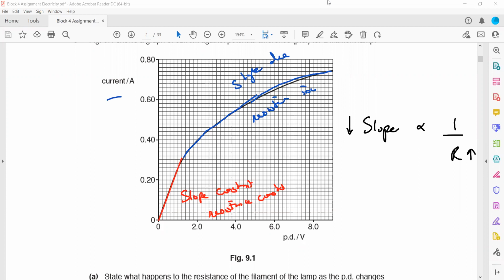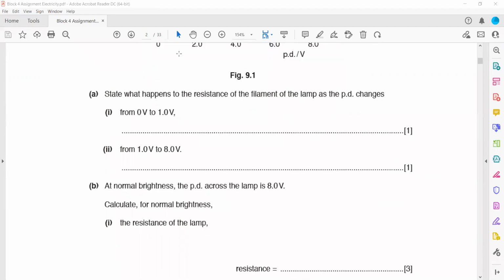So in the question, they're asking what happened from 0 to 1 volt and from 1 volt to 8 volts. In the first part, the resistance is constant because the slope is constant. And in the second part, the resistance is increasing because the slope is decreasing.